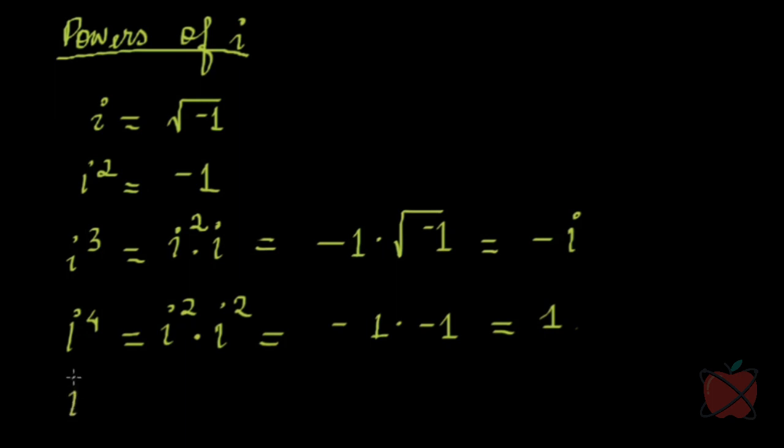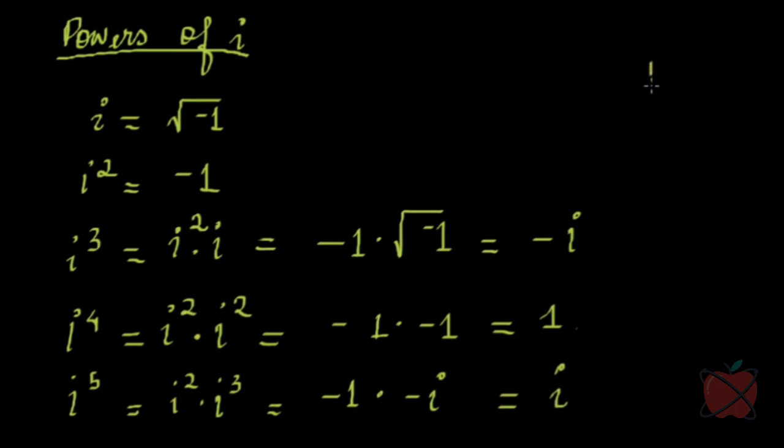Let's look at i to the power 5. You will get here i square into i cube. I know that i square is minus 1 and that i cube from here is minus i. So minus to minus is plus, so this will give me i.